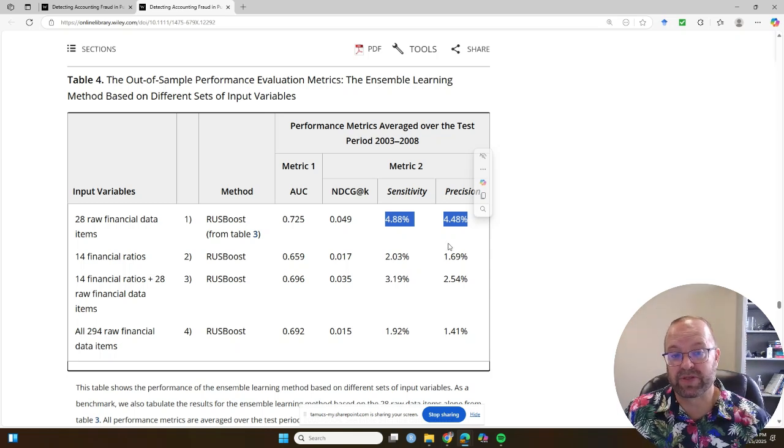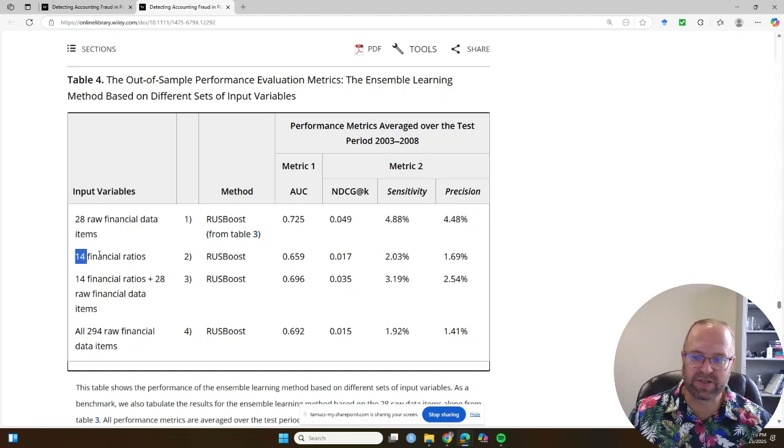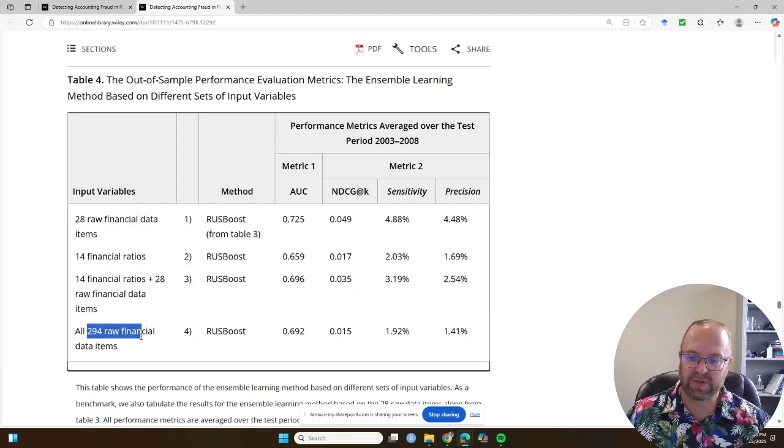Okay, so we got 28. This seems to work okay. Well, all of these other variations do worse. The 14 financial ratios that have been used in prior research doesn't do as well. If you combine the 14 ratios and the 28 from theirs, it does worse. Well, why might that be? And this is even more the case with using all 294 of the variables they have. This is probably happening because of overfitting.